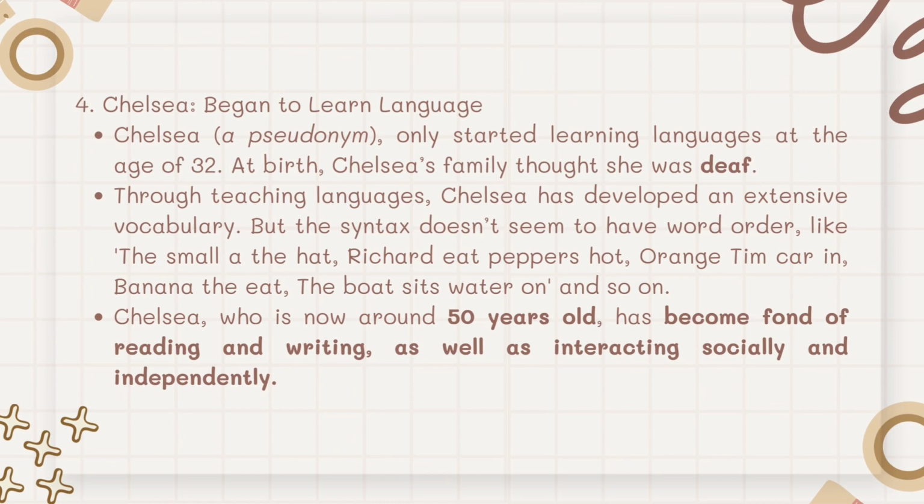When she was 32 years old, when her hearing was properly tested, it was found that she was not totally deaf but only partially hearing impaired. Through teaching language, Chelsea has developed an extensive vocabulary, but the syntax doesn't seem to have word order, like "the small the hat," "Richard eat peppers hot," "orange steam car in," "banana the eat," "the boat sits water on," and so on.